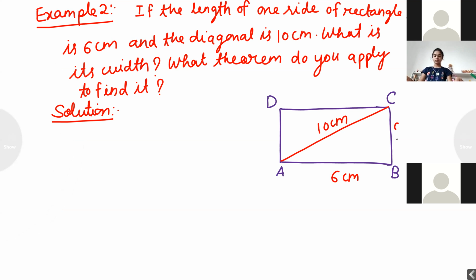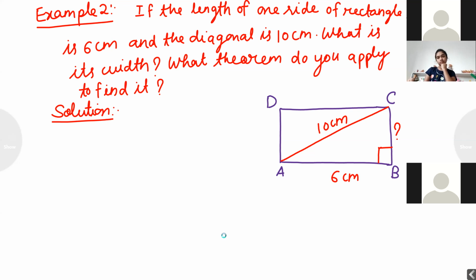Now we are observing, students, this figure looks like a right angle triangle, because already we know the property of a rectangle: each and every angle is a right angle. Now the first concept is clear. I want to apply here Pythagoras theorem. Note down. Why are we applying Pythagoras theorem? Because this triangle ABC is a right angle triangle. That's why we can apply Pythagoras theorem.